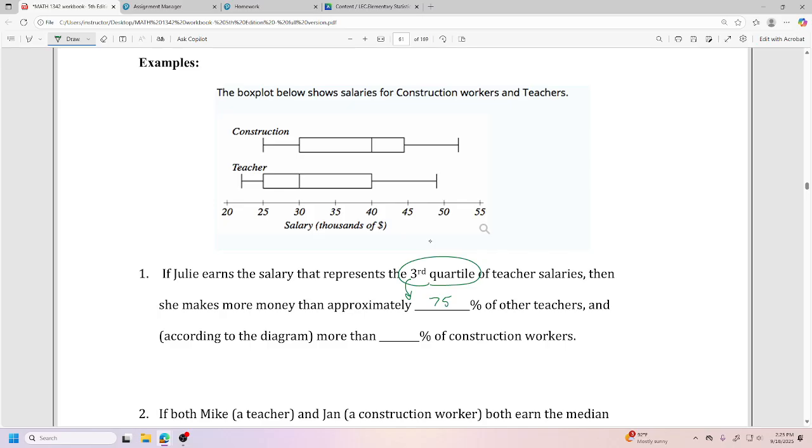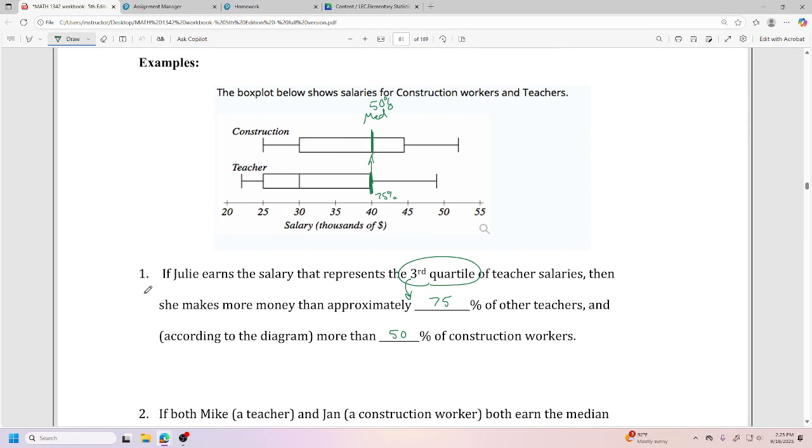So on the teachers, see, this is my Q3 right here for teachers. But that lines up with what of the construction workers? What is this right here? The median, the middle. As in, if I had to give it a percentage, what would the middle be? 50%. You got it. So if you go down here, I would say 50%. It's the same number, basically. It's lining up. It's 75% for this person, but that would be only 50% for the other guys. Is that okay? It's kind of like where's the line, basically?